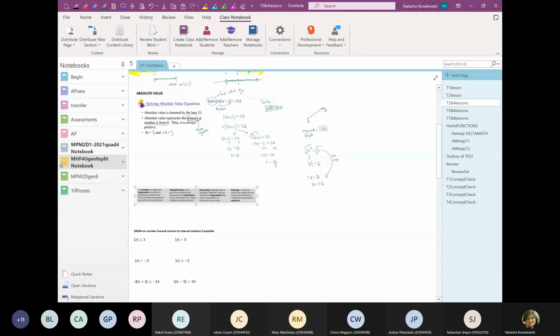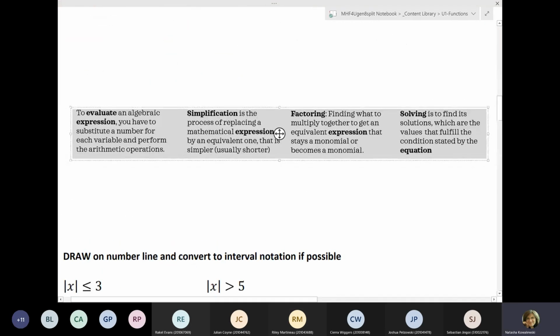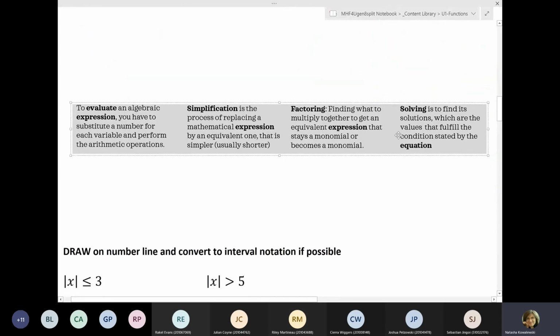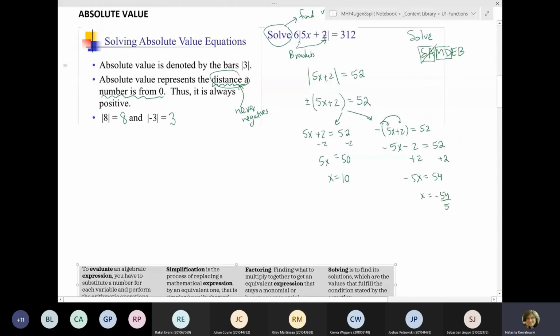Over here. So you want to be very knowledgeable of these words and what they mean. Solving versus factoring versus simplifying versus evaluating. So the question here says solve, right? So what does it mean to solve? Solving is to find its solutions. What are the values that fulfill the conditions stated by the equation? So you have to have an equal sign, which we do. Right, because we have an equals, so that's an equation, and solving means to actually find those values.